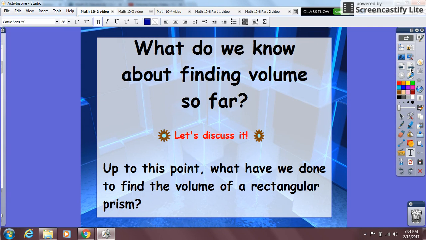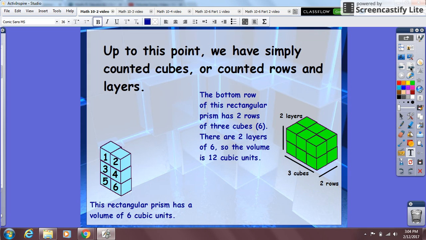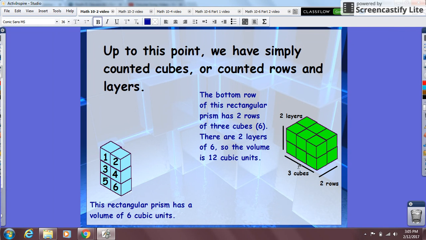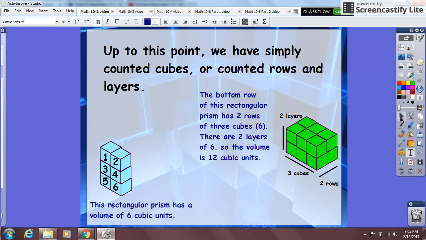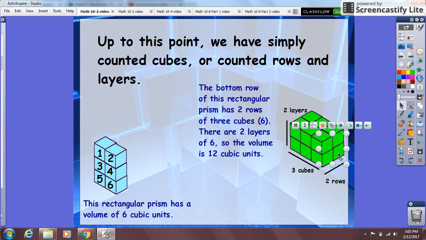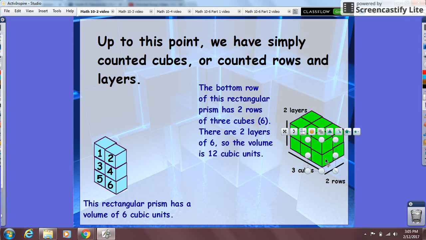So what do we know about finding the volume so far? Well, up to this point, what have we done to find the volume of a rectangular prism? We have simply counted cubes, or we've counted the rows and the layers and multiplied those together. So look at this example here in green, and we know that the bottom row of this rectangular prism has 2 rows. This is a row here, right here, and this is a row right here.